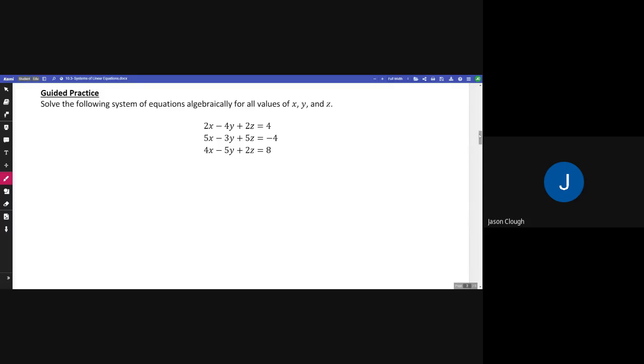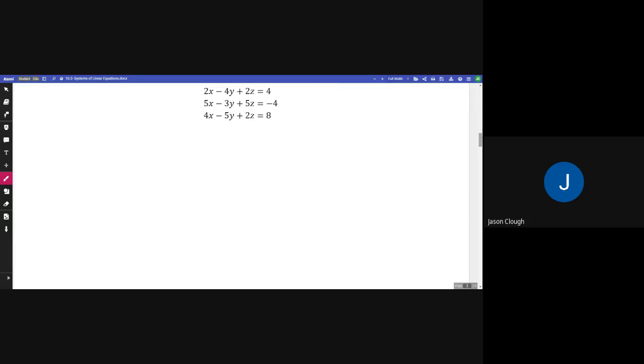So for the guided practice, what we're going to do, let me just scroll down a bit. So I need to figure out which equation to use in order to make our lives a little bit easier. Honestly, there's really not a good equation to use, so I'm just going to pick random ones. I'm going to pick equation 1 and 2, and equation 1 and 3. So 2x minus 4y plus 2z equals 4, and 5x minus 3y plus 5z equals negative 4.